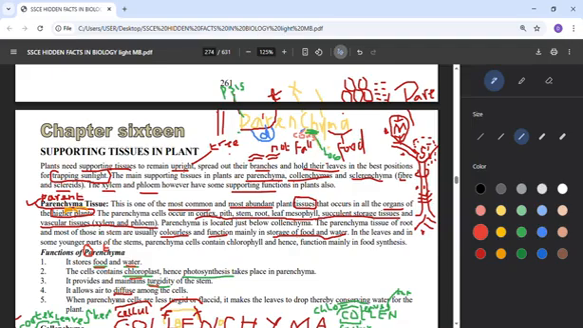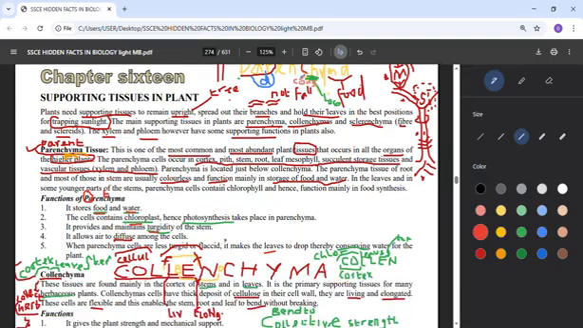And finally, when parenchyma cells are less turgid, that means once there is not enough water, they have to drop leaves so that they can conserve water. It means they also help to conserve water. So you can use the letter C of parenchyma to remember that they conserve water.